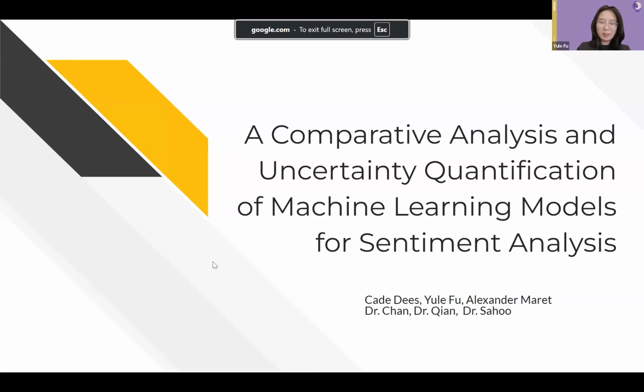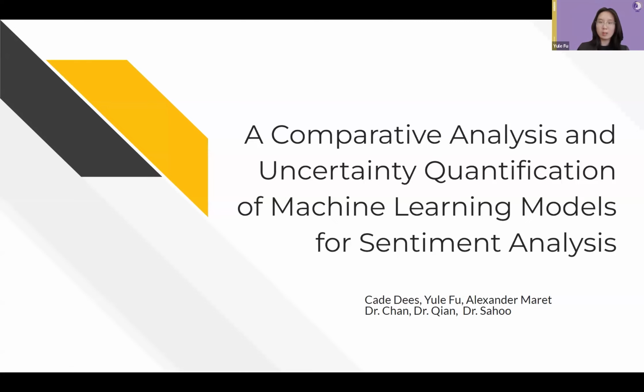Okay, hi everyone. So my name is Yule Fu. I am a current undergrad sophomore at Duke University, and this is a project that I did over the last summer with an REU program in math and statistics under Dr. Chen and Dr. Sahu. And it was with Virginia Commonwealth University. I also had two more teammates who were also undergrads with me, called KDs and Alexander Murray.